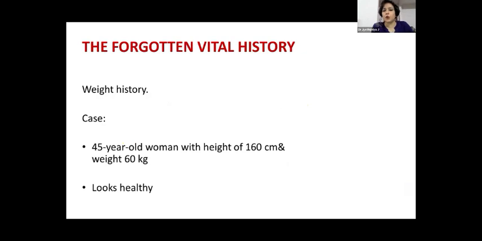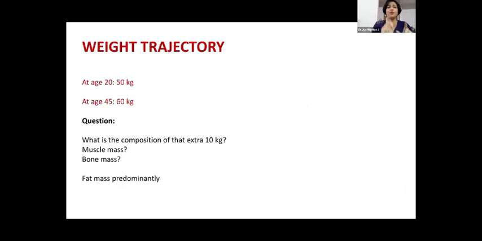Let's take a 45-year-old woman with height of 160 centimeters and weight 60 kg. So almost the weight proportionate to the height, and she looks healthy, BMI normal. But we have to ask the history. So look at her history. At the age of 20 years, she was 50 kg. And now at the age of 45 years, she's 60 kg. So what is the composition of that extra 10 kg? Is it muscle mass? Is it bone mass? See, for females to gain muscle mass, especially after the age of 30, it's not that easy.